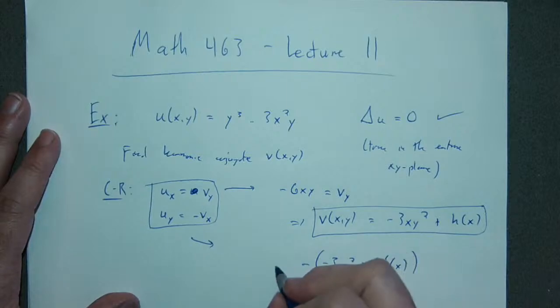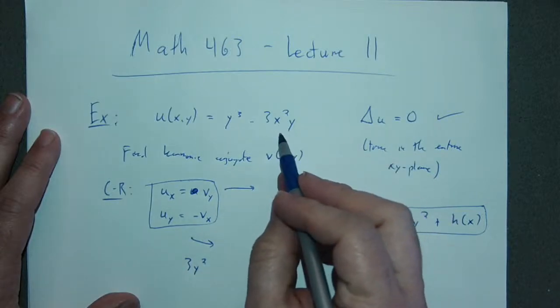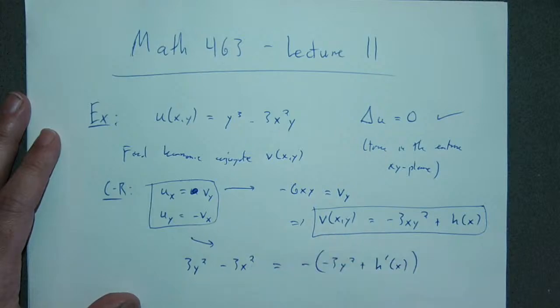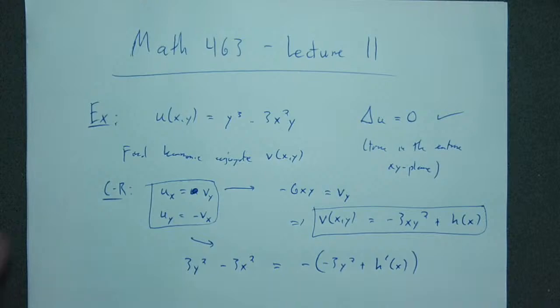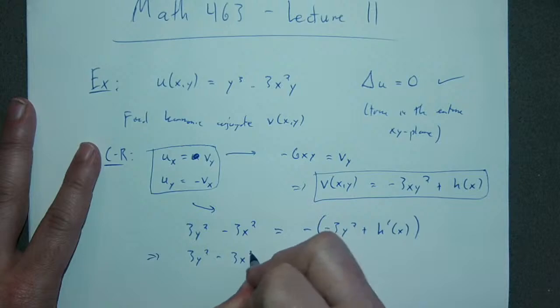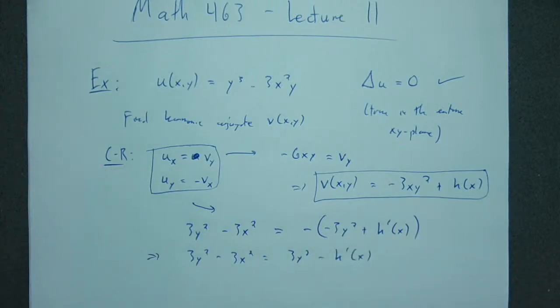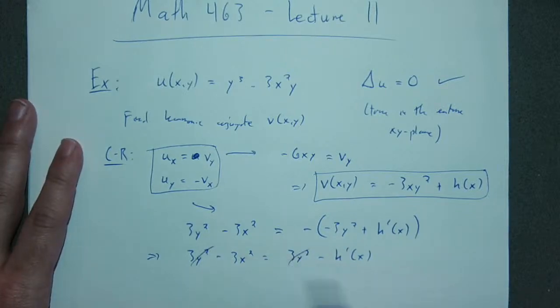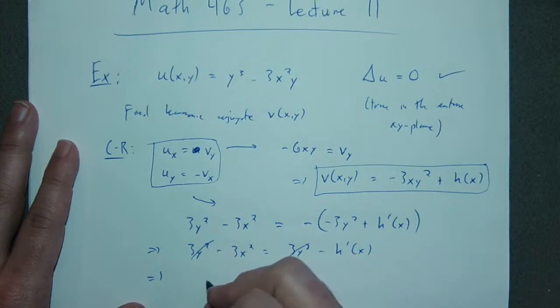So minus the x partial of v is equal to the y partial of u, which I can just compute directly from here. This is 3y squared minus 3x squared, as the y partial of minus 3x squared y is just minus 3x squared. Rewriting this, 3y squared minus 3x squared is equal to 3y squared minus h prime of x. And so the 3y squareds cancel, and at this step, if this process is going to work, it has to work out this way. And so h prime of x is equal to 3x squared.